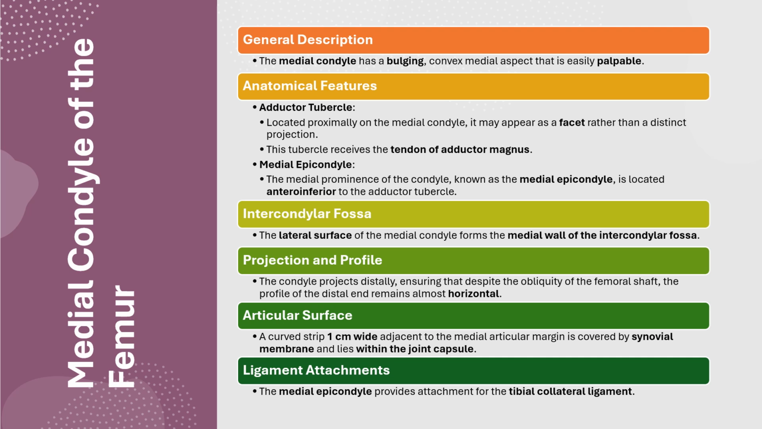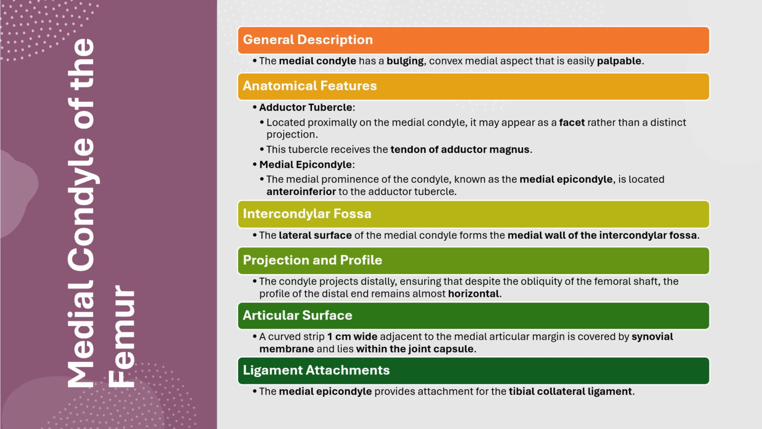There is an adductor tubercle located proximally on the medial condyle, and it may appear as a facet rather than a distinct projection. This tubercle receives the tendon of adductor magnus.